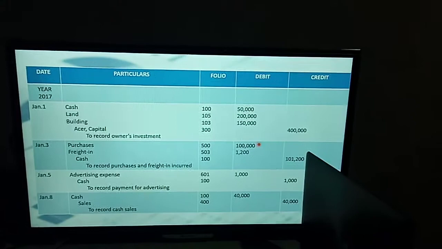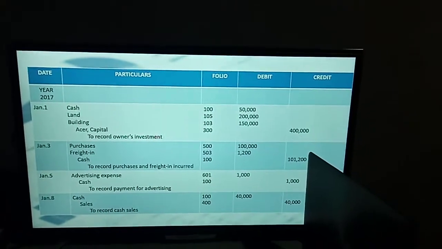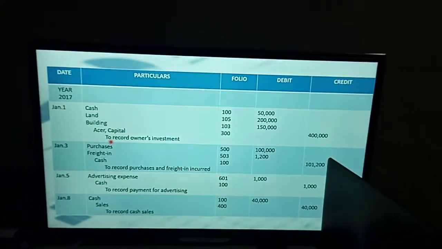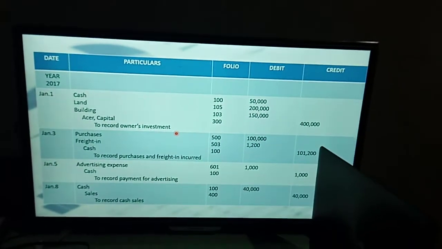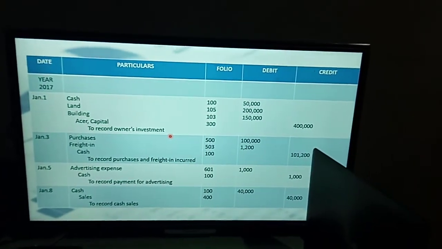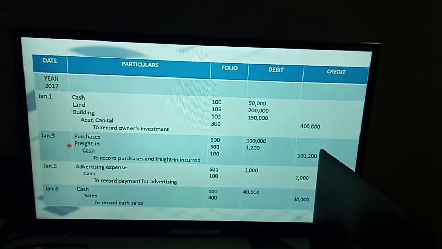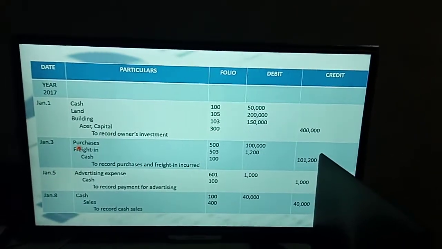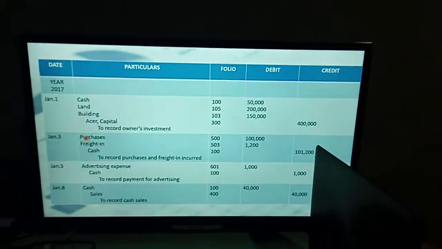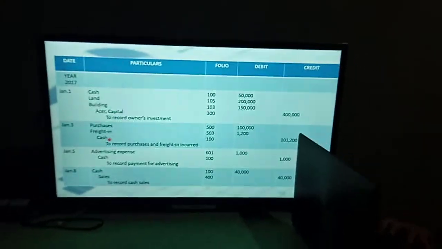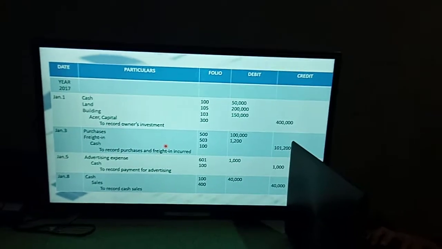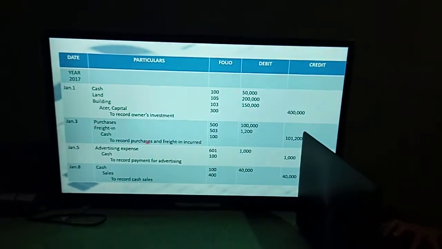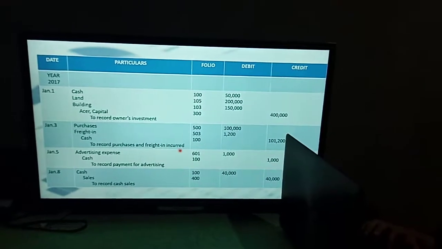The debit should equal its credit. So, this is the brief explanation about the transaction. The January 1 transaction is all about recording the owner's investment. Next, January 3, the accounts debited are purchases and freight in. Then next, the account credited is cash. So again, it is to record purchases and freight in incurred.